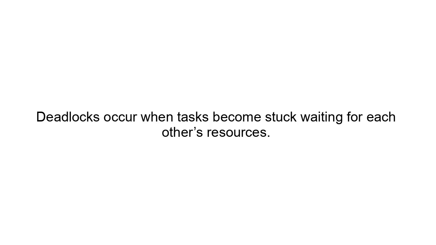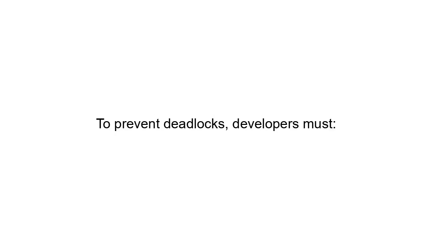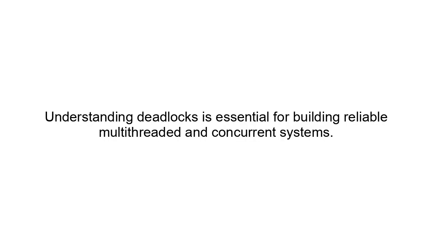Final summary. Deadlocks occur when tasks become stuck waiting for each other's resources. This usually happens when multiple threads use shared resources, resources are locked in conflicting order, and circular waiting occurs. To prevent deadlocks, developers must use consistent locking order, avoid unnecessary locks, and implement timeout or detection mechanisms. Understanding deadlocks is essential for building reliable multithreaded and concurrent systems.